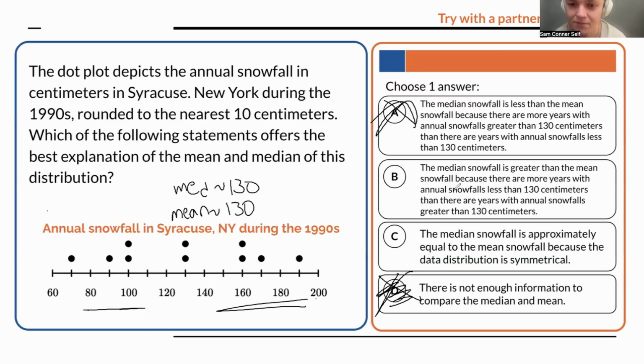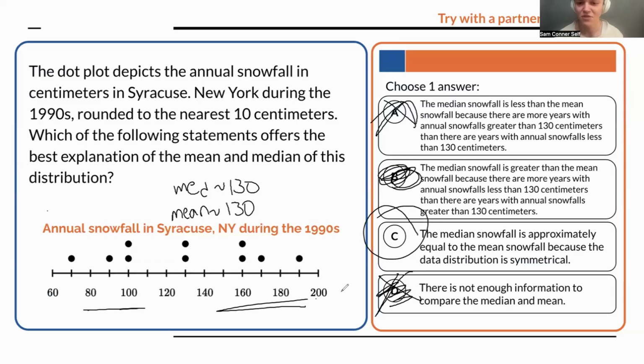And then B says the median snowfall is greater than the mean because there are more years with annual snowfall less than 130 centimeters than there are years with annual snowfalls greater than 130 centimeters. So essentially, they're just flipping what they said in A and putting it in B. And so we know that B is also not true, because the number of years with snowfall greater than 130 is the same as the number of years with snowfall less than 130 centimeters. So it can't be B.